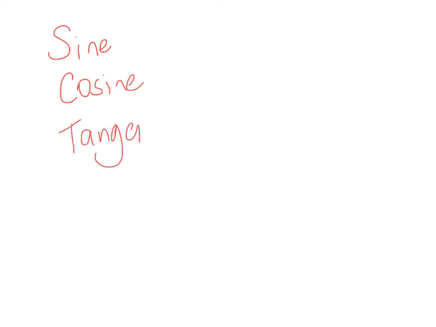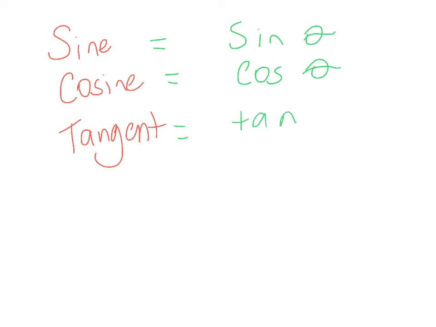There are three main functions when we're dealing with trigonometry. They are sine, cosine, and tangent. They can actually be shortened to sin, cos, and tan. From now on, we're going to refer to each of these using these shortened labels.